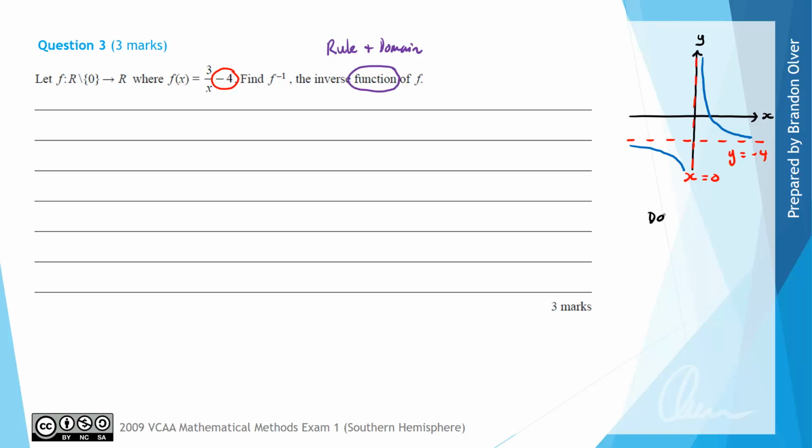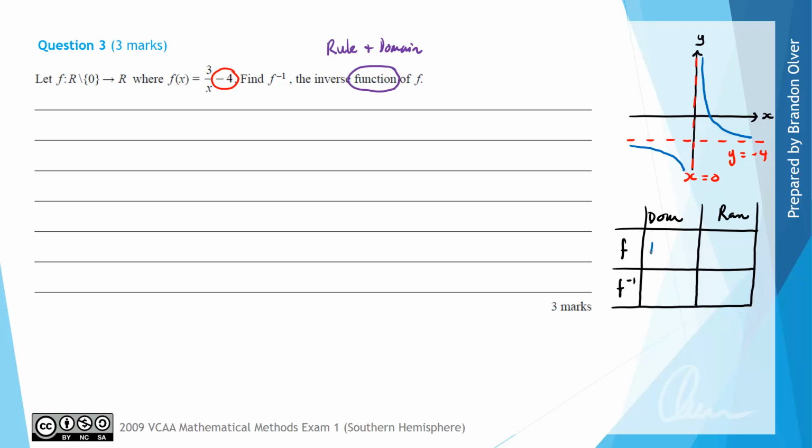We can now work out what the domain and range of the function f and the inverse function are. So the domain of the original function was reals excluding the set of 0, and it has a range of reals excluding the set of -4. And for an inverse function, the domain and range simply swap, giving the domain as reals excluding -4, and the range as reals excluding the set of 0.